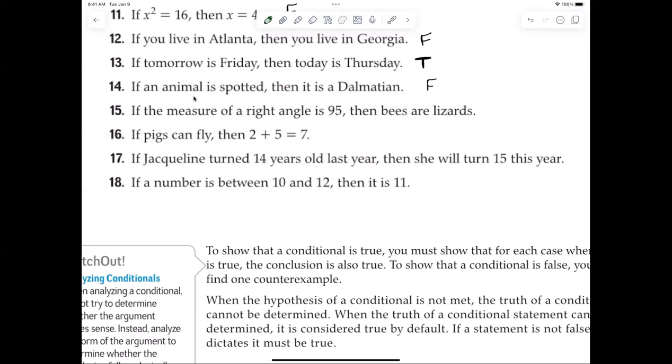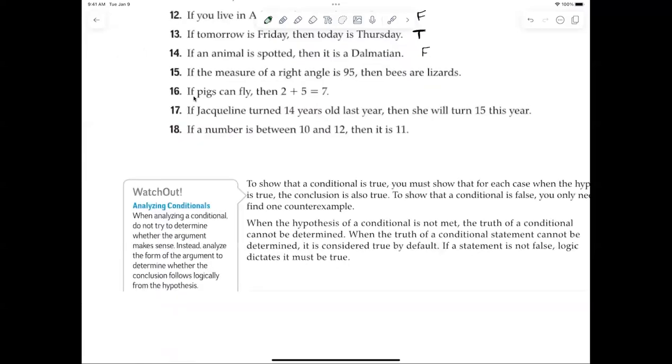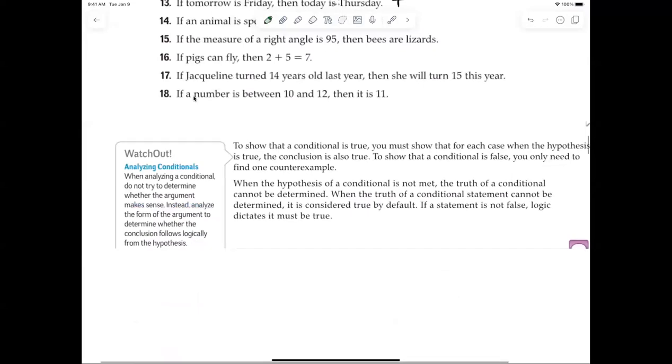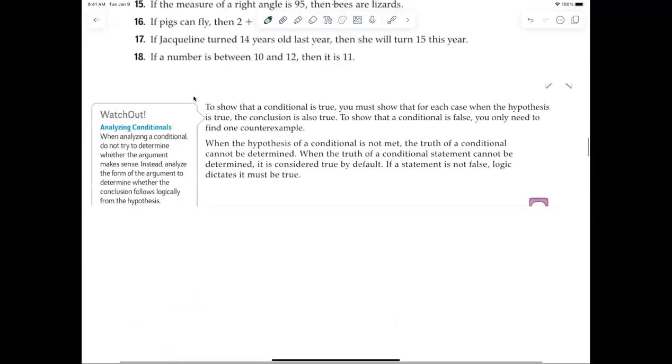So to me, if I say if the measure of a right angle is 95, is that true or false? It seems to me as though it should be false. But just for my own satisfaction, I copied this out of the book to show you. If you're not careful, you'll just think based off of your own wisdom that you know what the answer is. That creates a problem.